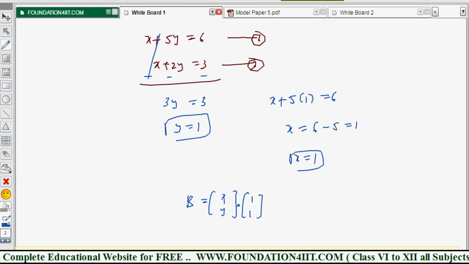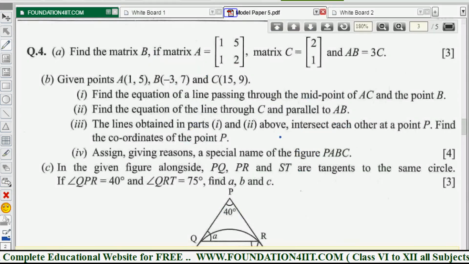Let's solve this and see the next question. In the second question, the given points are A (1, 5), B (minus 3, 7), C (15, 9). Find the equation of the line passing through the midpoint of AC and the point B. So let us take the midpoint of AC first, then from that midpoint and B, we'll use the equation of a line. So two formulas will apply.